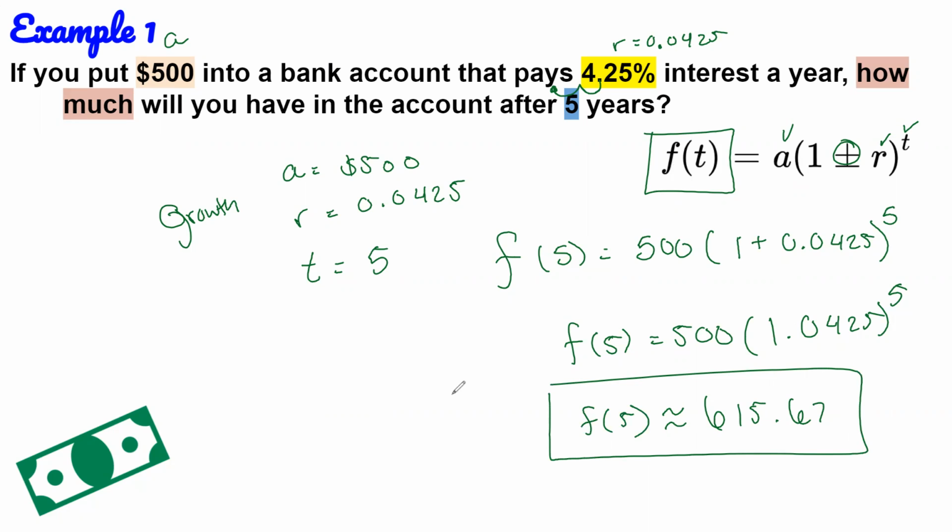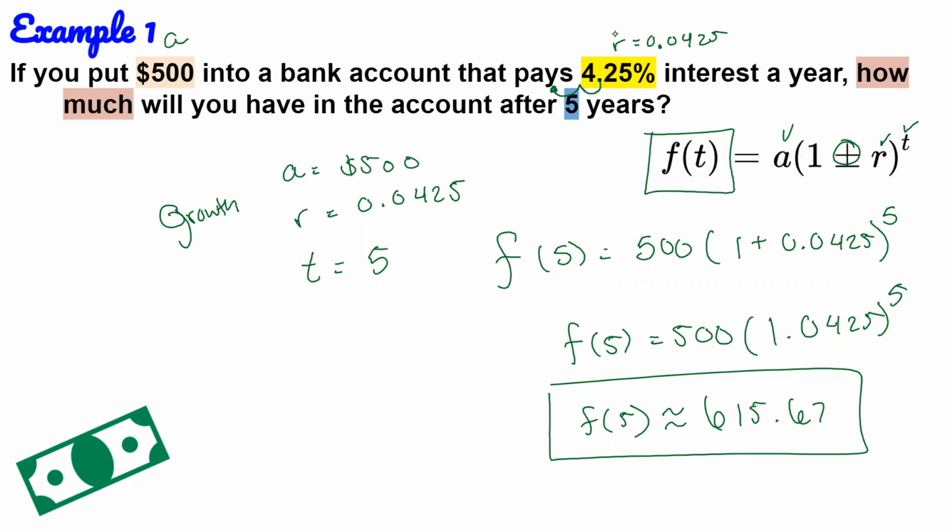If I want to know how much it would increase, you subtract 500, and we know that it would increase by $115 per se. Not too bad, huh? So one thing that we have to do is identify our initial value, which is our A, our rate, what it is going towards, whether growing or decaying, here it was growth, and the amount of time that was given for it to grow or decay.